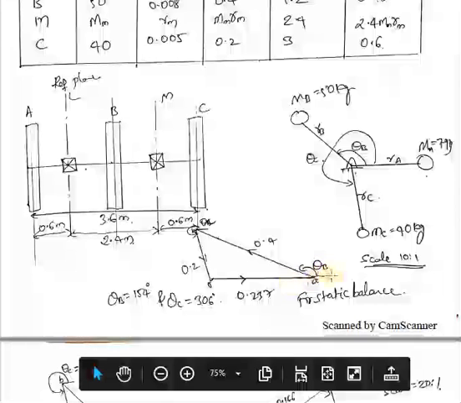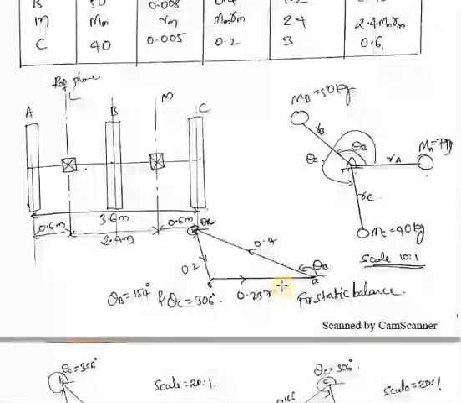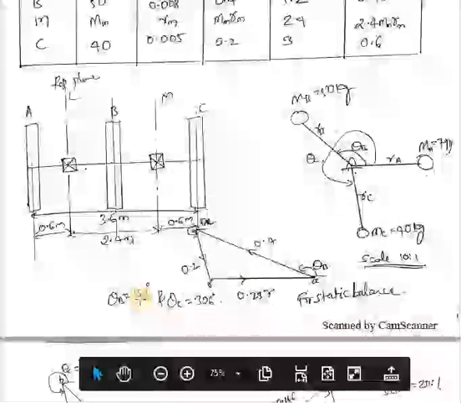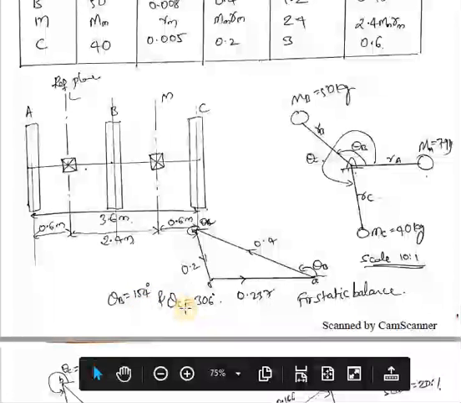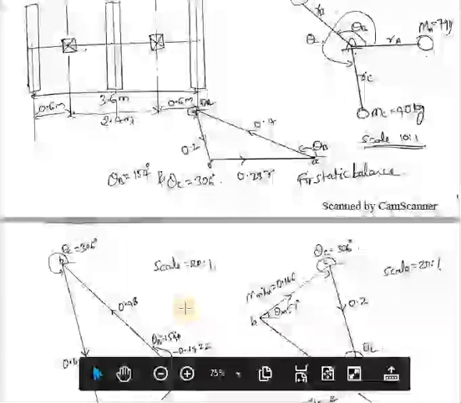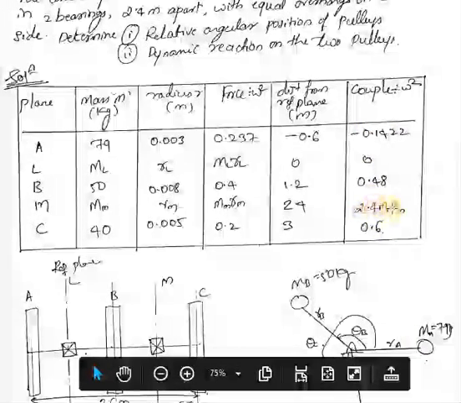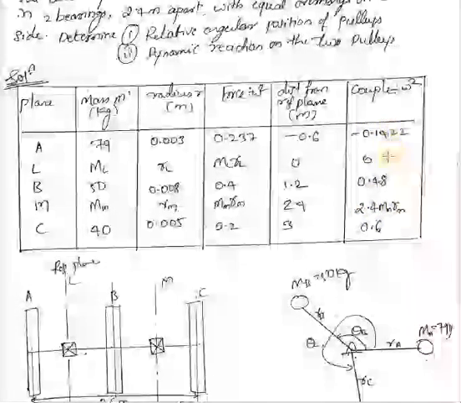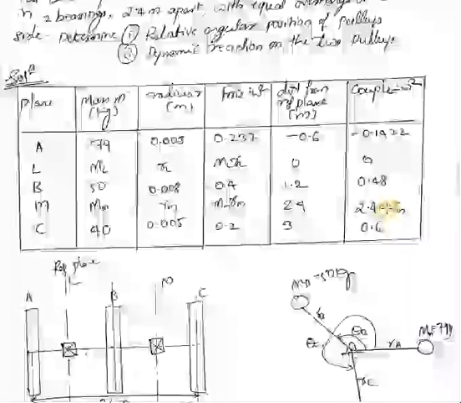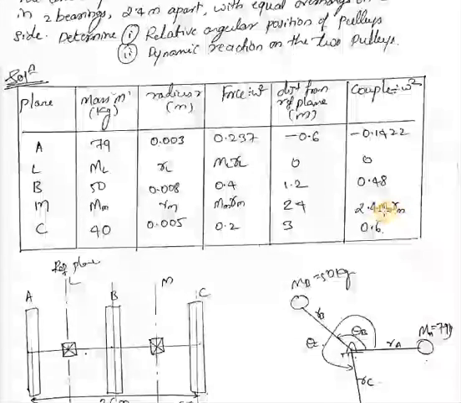So from this you can get the angle for mass B and angle for mass C with respect to mass A. That is, for mass B it is 154 degree and for mass C it is 306 degree. Once you get the angular position, in the couple column only one unknown is there. So first we'll construct the couple polygon with the help of those angles. We'll try to get the value of this mass in the plane M.